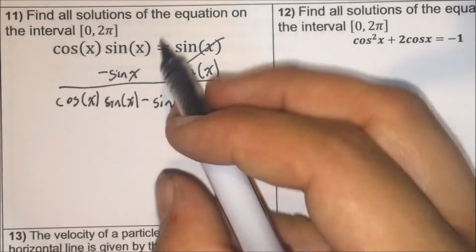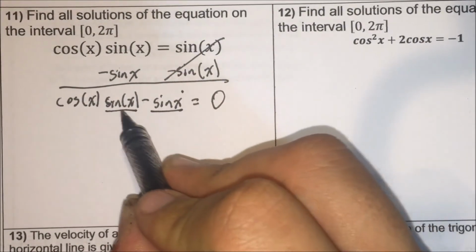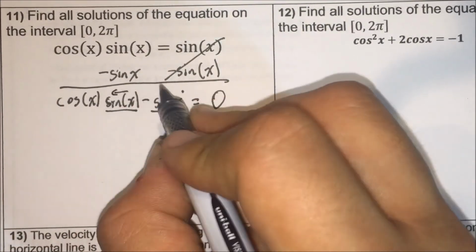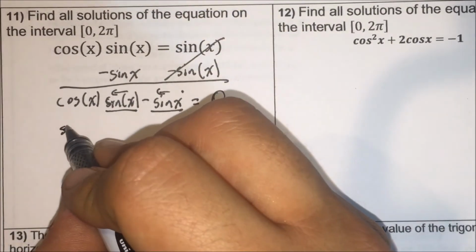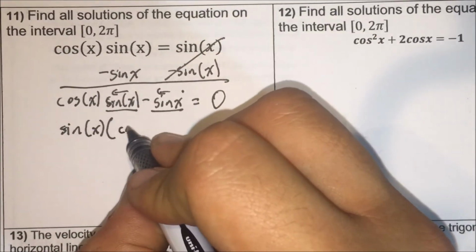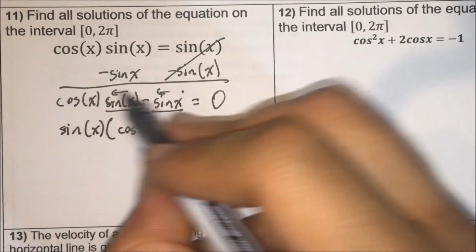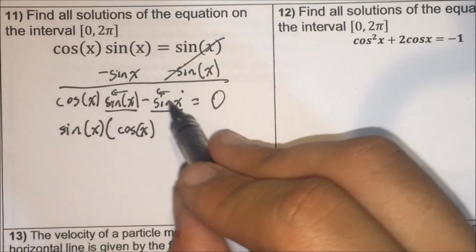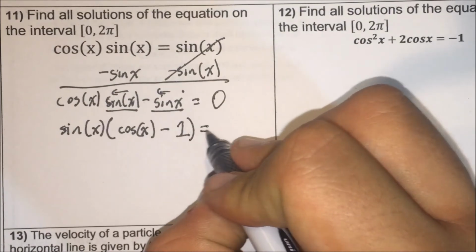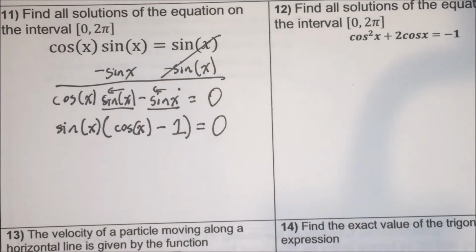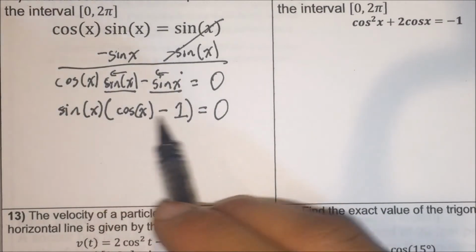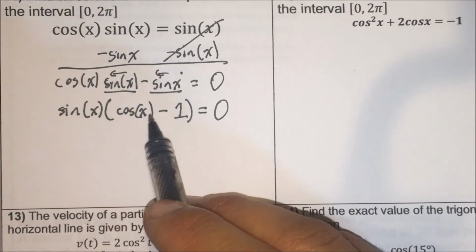So why would I have done that? Well, the reason is because I noticed that this now puts sine in both terms, so that means I can factor that sine out of the equation. So I could say sine of x, parentheses, cosine of x, because that's what was left over. And then because this is just sine x and we took that away, we want to put a minus 1 here.